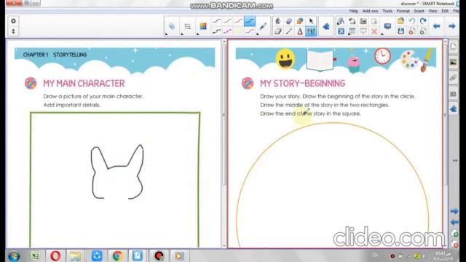The next page is my story beginning. My story begins with what? My story begins with a race between a rabbit and a tortoise. So I can draw a rabbit and a tortoise making a race here.